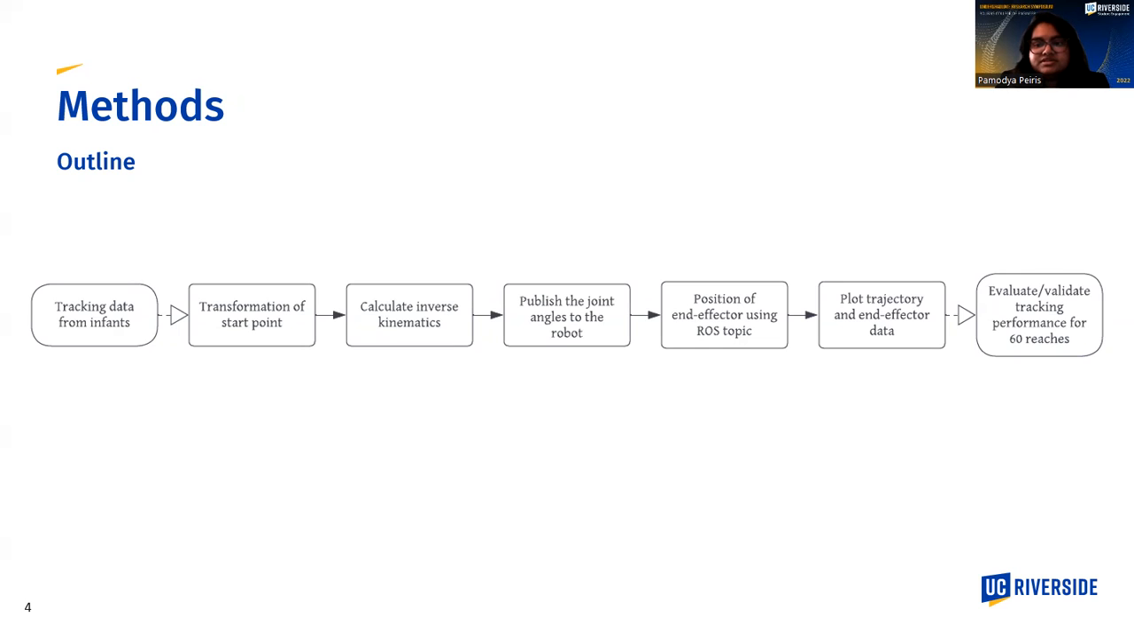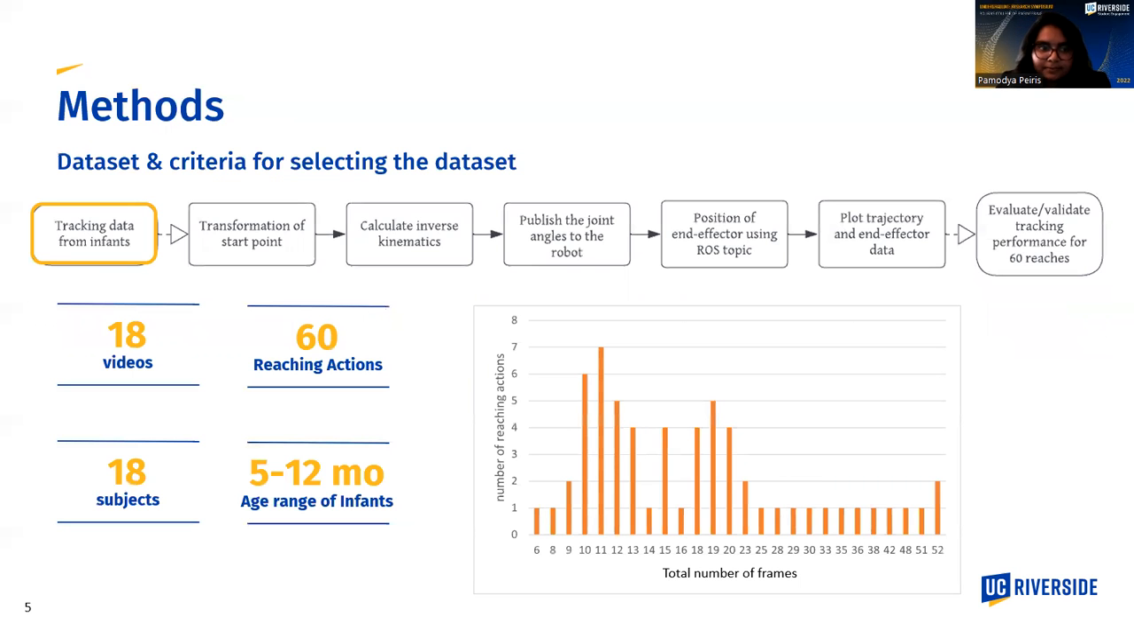And so my methods are to track data from the infants, transform the starting point of these trajectories, calculate the inverse kinematics to get the joint angles so I can move the arm towards the points taken from the trajectories, and then publish these joint angles to the robot and take that position from the robot and then plot it to see and compare the performance of these reaches.